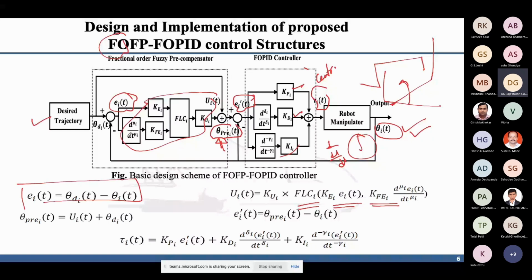Suppose we are using an integrator as input, then what challenges are we facing? We are facing the integral windup problem. What is integral windup? Integral windup arises when we are integrating something.